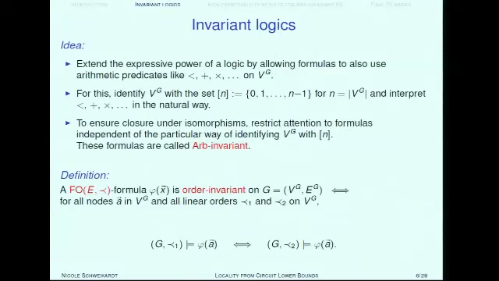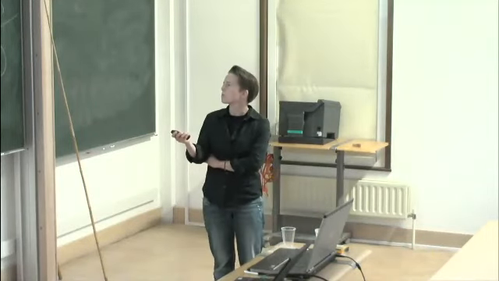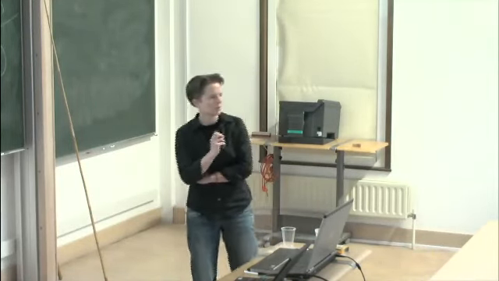So if you have a first order formula that speaks about a graph and a linear ordering, then this formula is called order invariant on a graph G if for any linear order and any other linear order on the vertex set, the graph together with the first linear order satisfies the formula if and only if the graph together with the second linear order satisfies it.